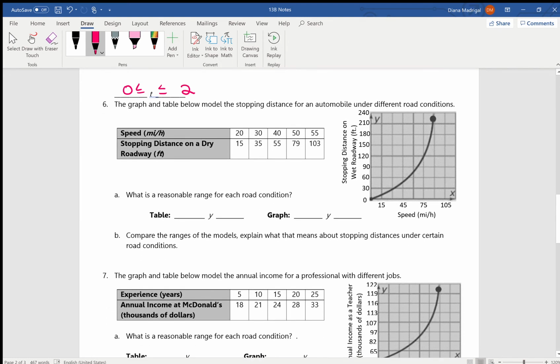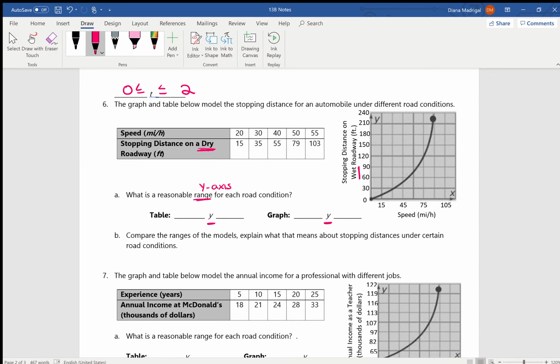It says the graph and table below model the stopping distance of an automobile under different road conditions. Look at the table. The first table tells you the stopping distance on a dry roadway, and the other one is the stopping distance on a wet roadway. So one is dry, one is wet. What is a reasonable range for each road condition? And again, range means the y-axis, which is why they have the value of y here.